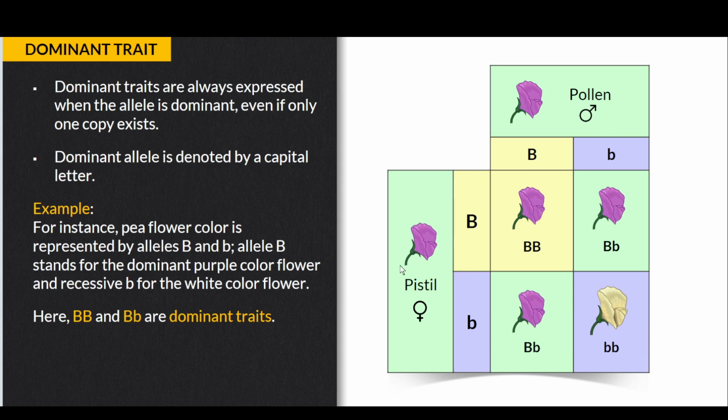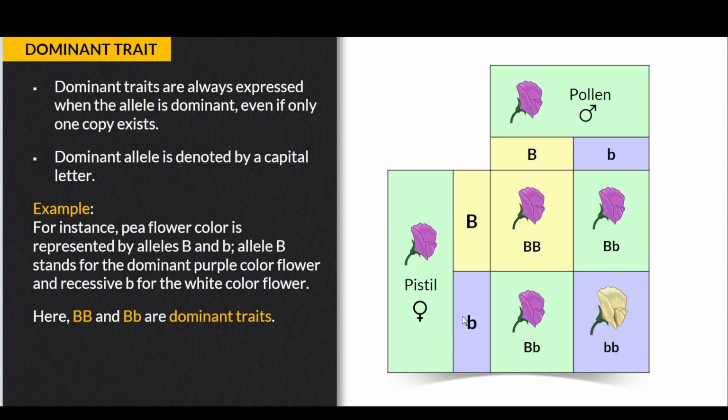Dominant trait. So let's see. There is a purple flower and a white flower, like you can see. Suppose the color is represented by capital B for purple and small b for white. So when we cross, this is the male pollen, capital B and small b, and this is the female flower. You can see both are purple, but though they are purple, they still have the recessive trait, which is a small b.